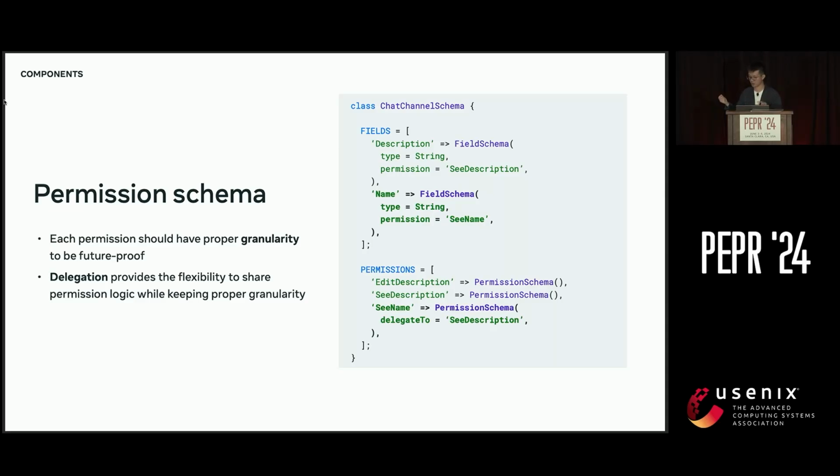So in this example, there's a new field called name. We want to understand who can see the name. The logic is similar to who can see the description. So we just use a delegate attribute to indicate that these permissions are actually the same, but there are two permissions.